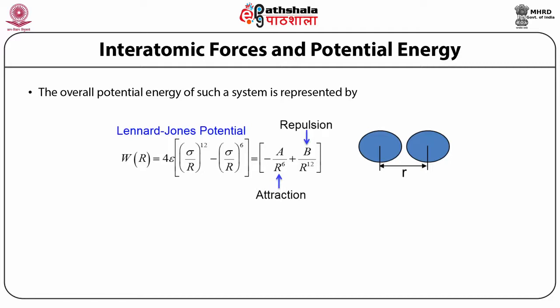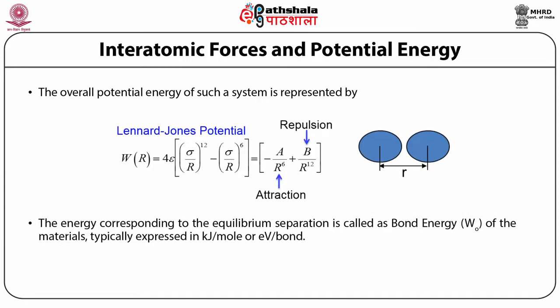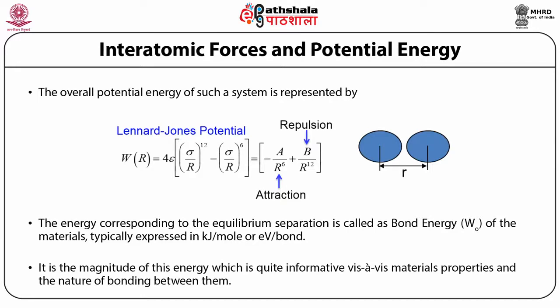That is the negative due to attraction and the positive due to repulsion. The energy corresponding to the equilibrium separation is called the bond energy of the materials, which is typically expressed as kilojoules per mole or electron volts per bond. It is the magnitude of this energy which is quite informative vis-a-vis material properties and the nature of bonding between them. In general, the higher the bond energy is, the higher would be the melting point, elastic modulus, and hardness, and the lesser is the coefficient of thermal expansion.